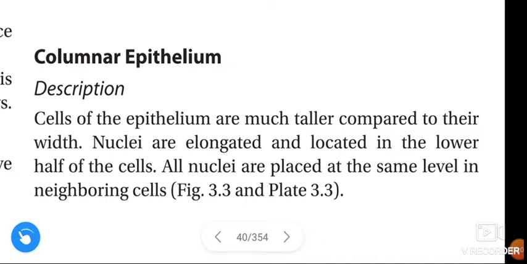In this video we are going to learn about simple columnar epithelium. Okay, simple columnar epithelium.